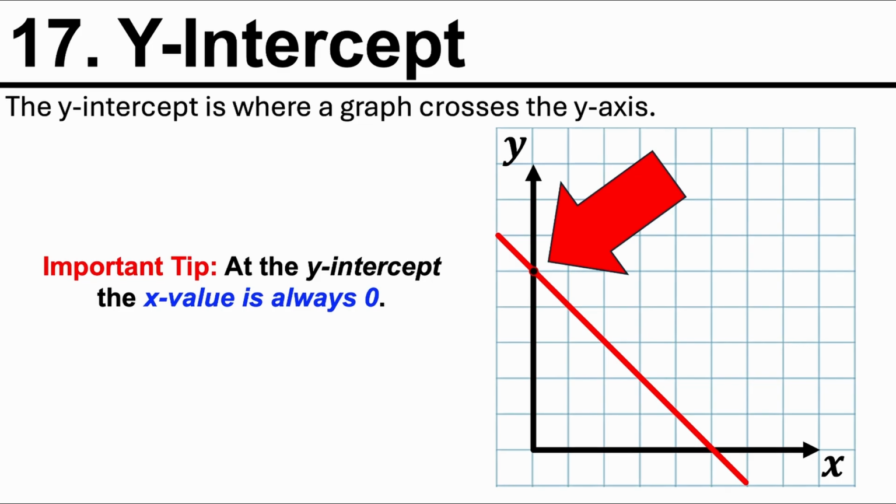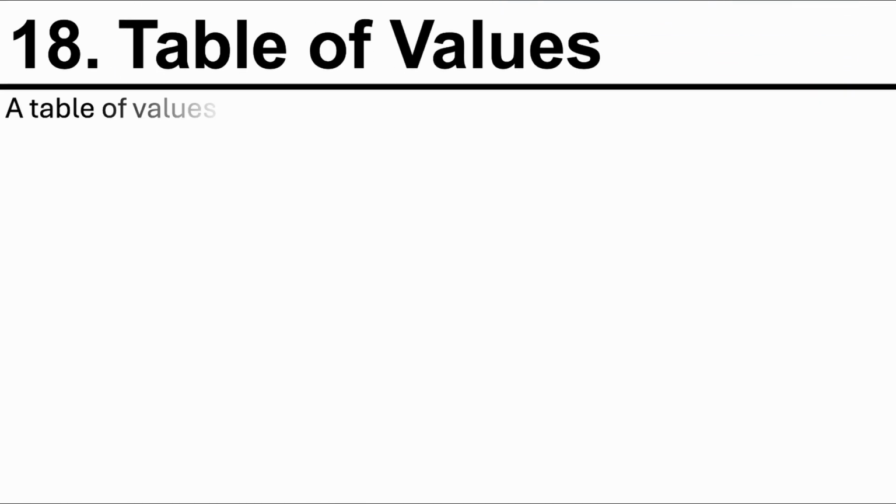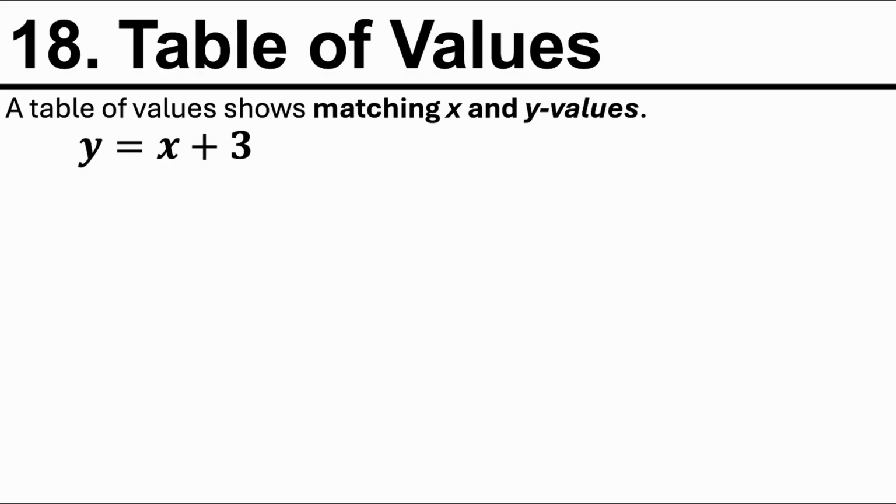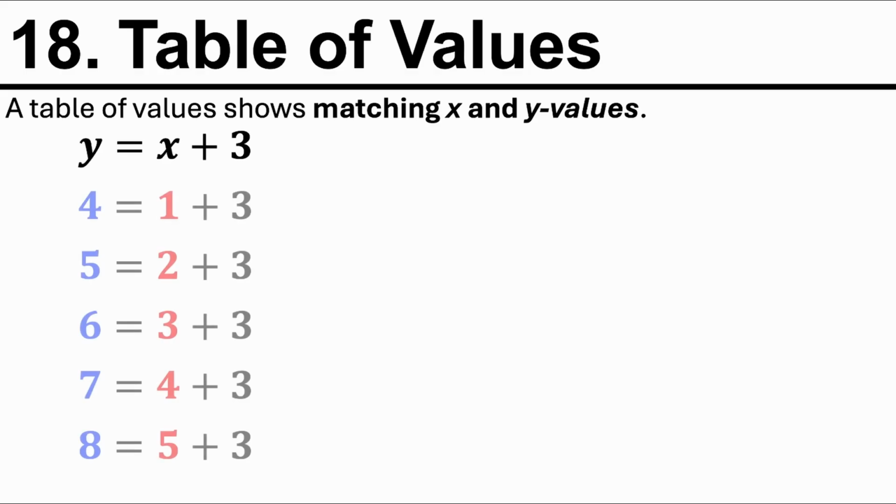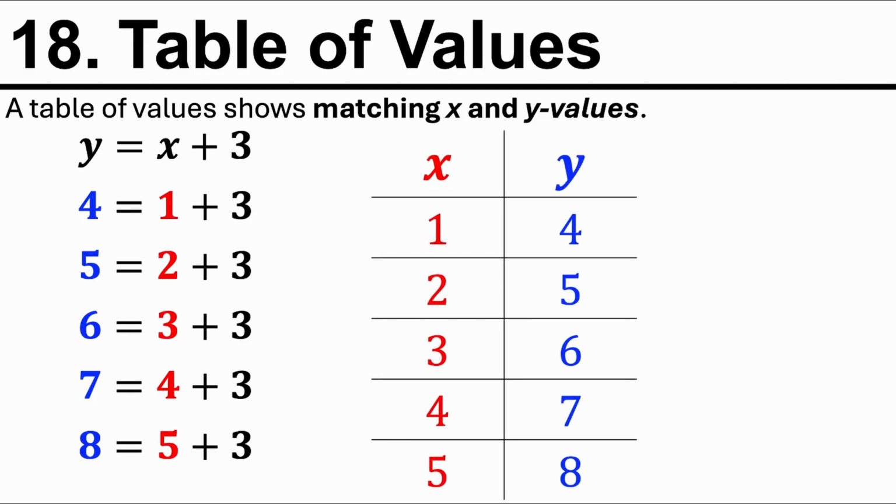The next term we have is the table of values. So a table of values shows all the matching x and y values. So consider the equation y equals x plus 3. Well, there's a bunch of x and y values that make this equation true. And if we put all of those into a table, well, that's my table of values.